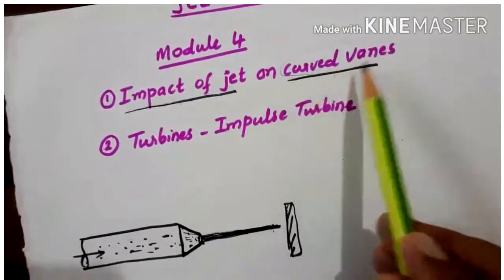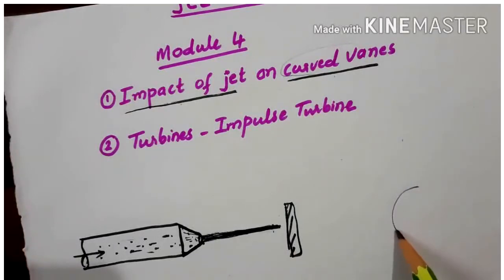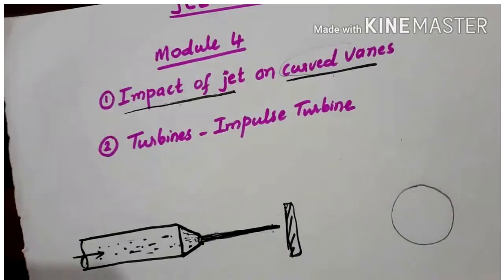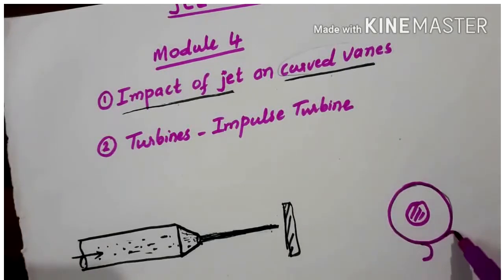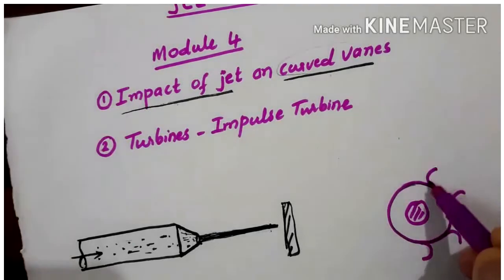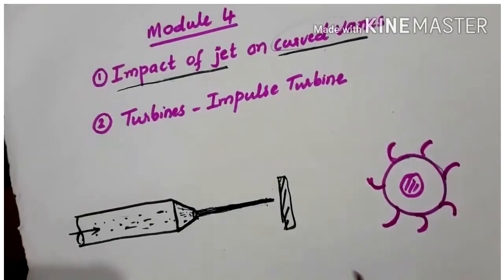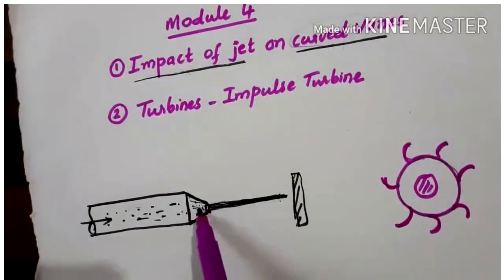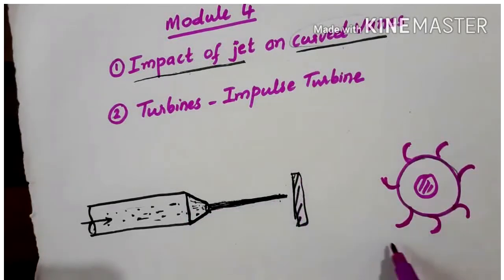So here the vanes are mounted on the turbine, that is the impeller of the turbine. This is the shaft. The vanes will be like this, or the plates like this. These are called curved vanes. Here a jet of water comes out of the nozzle, which hits the blades or the vanes like this.